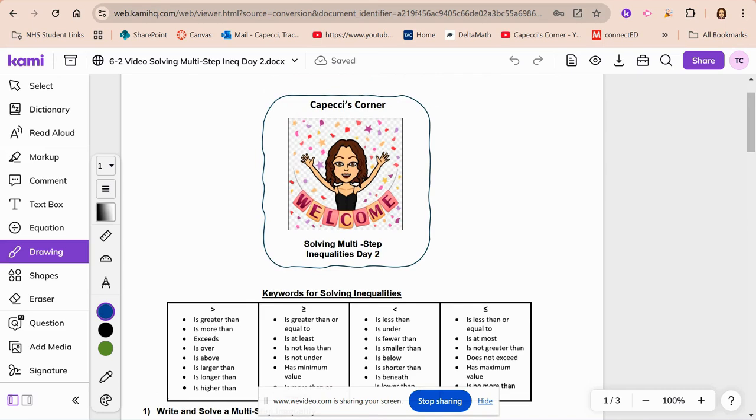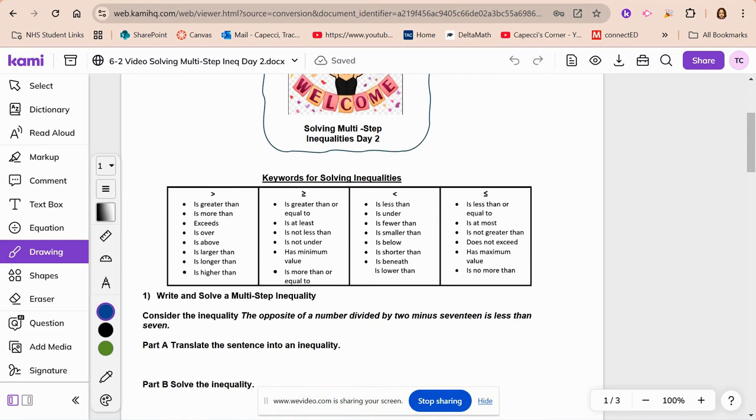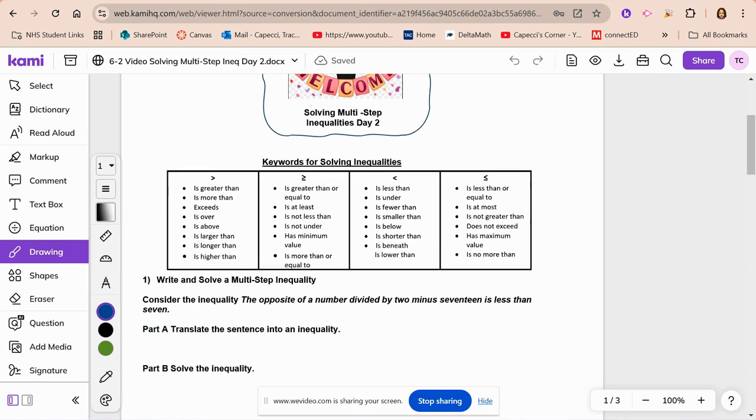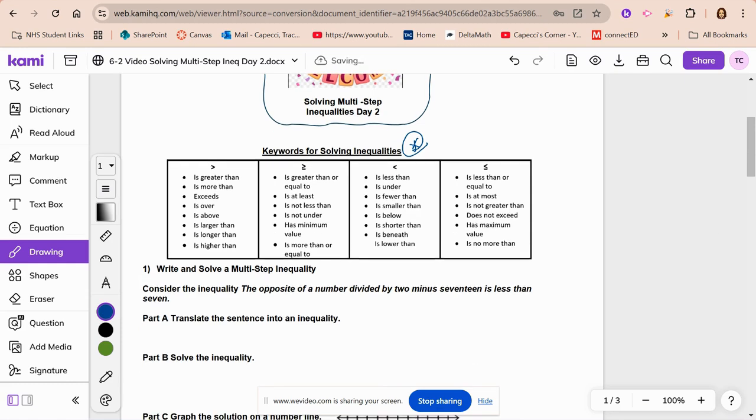We're going to look at solving multi-step inequalities, and this is our second day on the topic. So we're going to do a lot of word problems today. So let's first look at what we have here. Okay, I'm not going to read all the list. You can pause it and take a look.